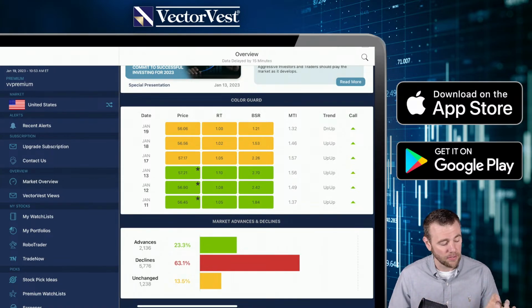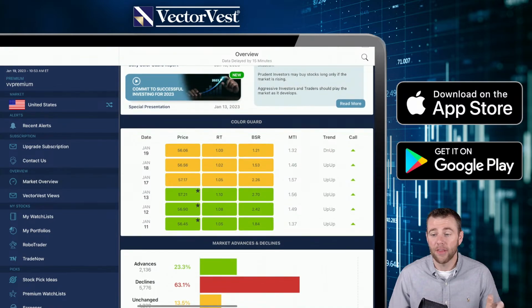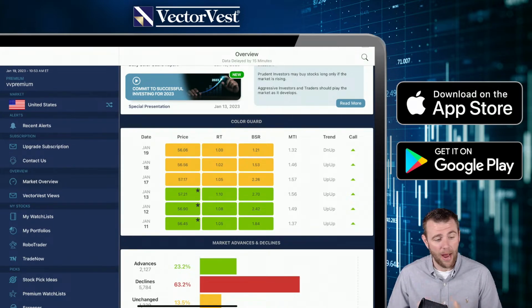Now, as we discussed, looking at the MTI in the color guard right here, it's currently at a reading of 1.32. Yesterday, a reading of 1.46. The prior day before that, 1.57. When the market opened up yesterday, I was hosting the Jockey Club. We were watching this. The MTI hit a reading of 1.61, I believe, at the high. And then at that point, we started seeing the market selling off.